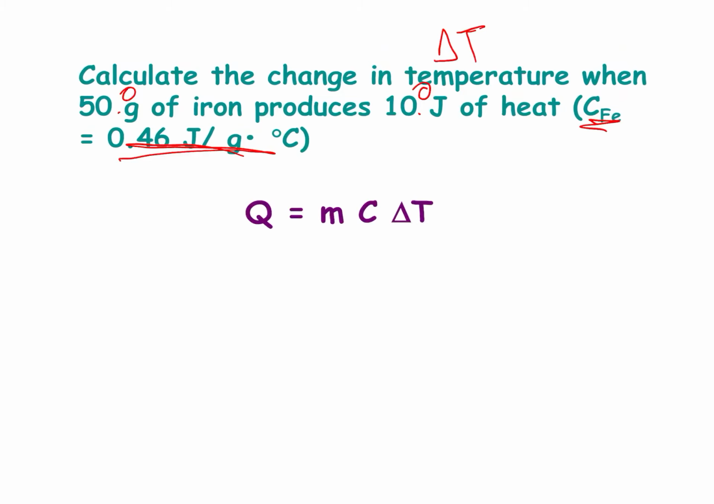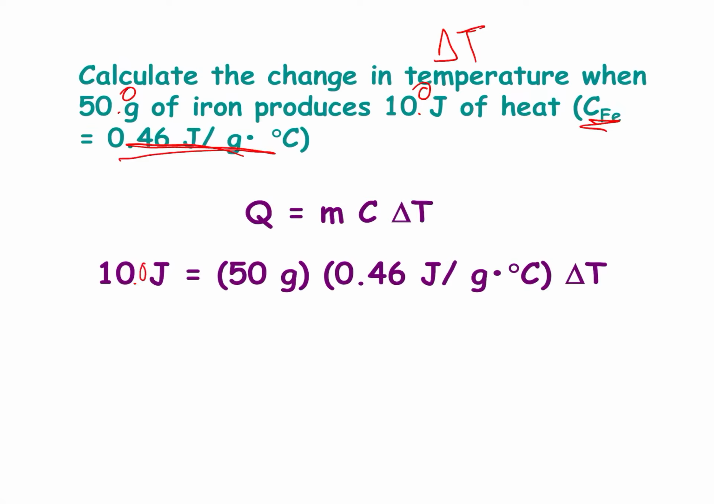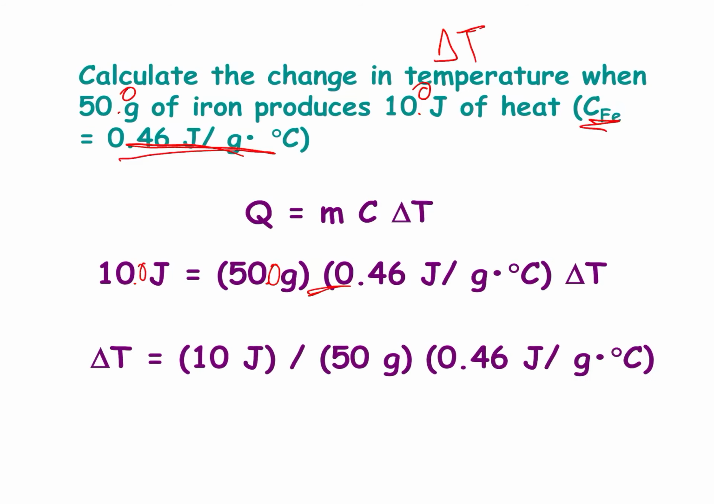So let's add that in. Our Q, our mass, specific heat, and that's what we're looking for. So you're going to multiply the 50 times the 0.46, divide both sides by that value, and you get 0.43 degrees Celsius. Okay?